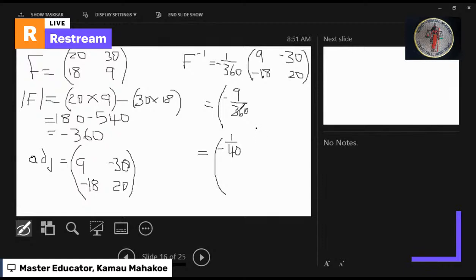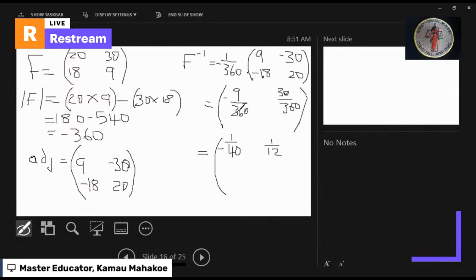And negative 1 over 360 times negative 30 will give a positive 30 over 360. And that cancels down. The zeros cancel. 3 into 36, so that's 12. So this is a positive 1 over 12.